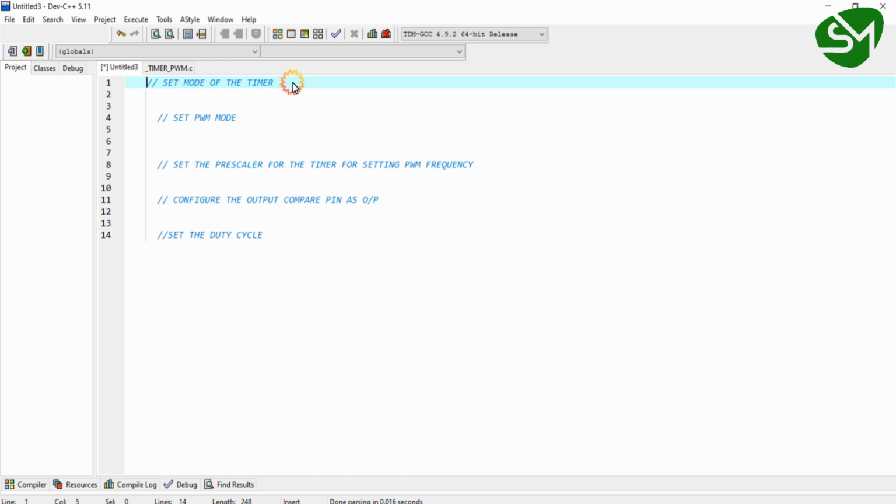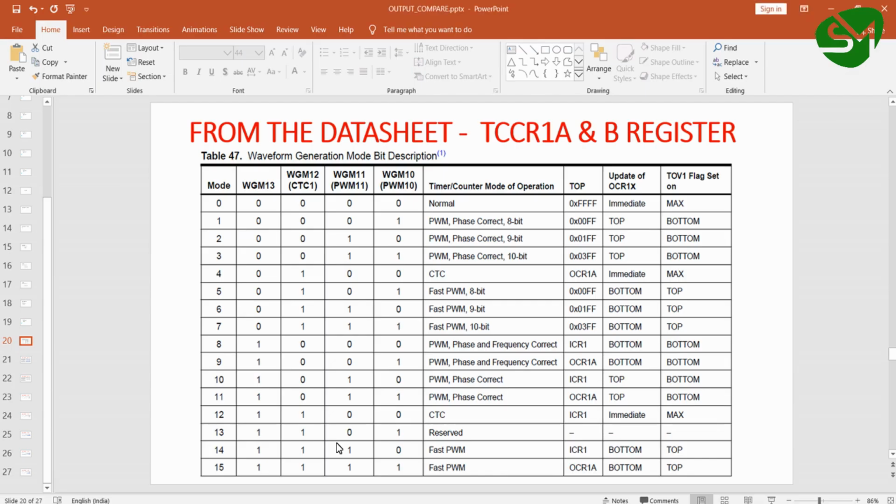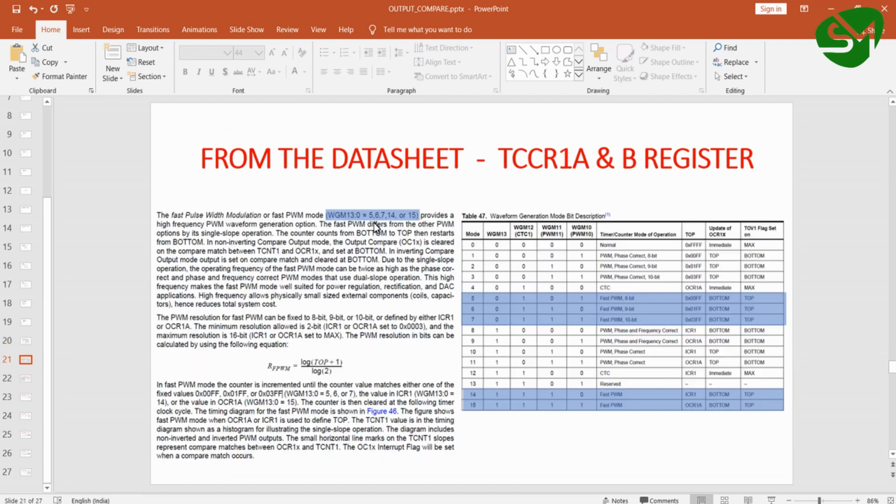So, first step is we just want to set the mode of the timer. As we know, that can be set using these 4 bits, that is WGM13 to WGM10 bits. You can see in this table, if these 4 bits are having the value 5, 6, 7, 14 or 15, this timer is set in fast PWM mode.